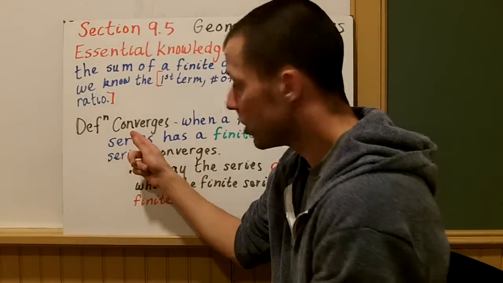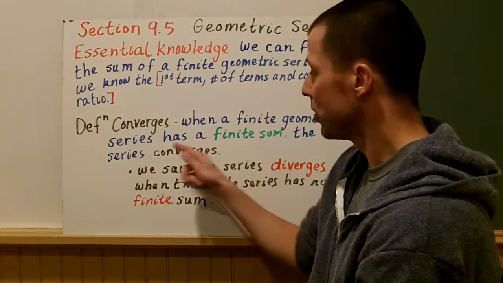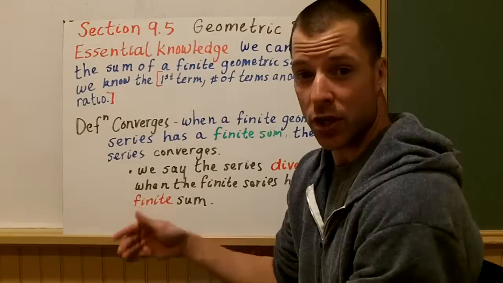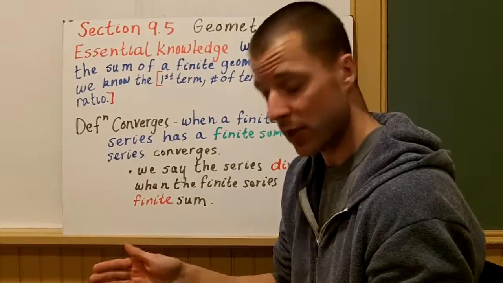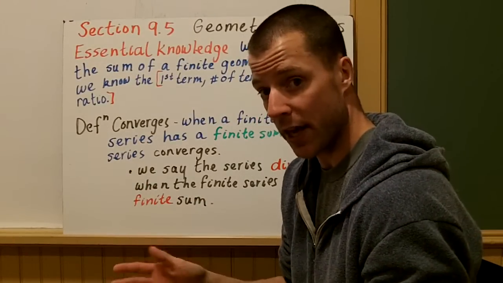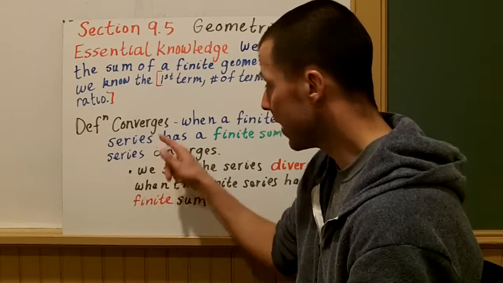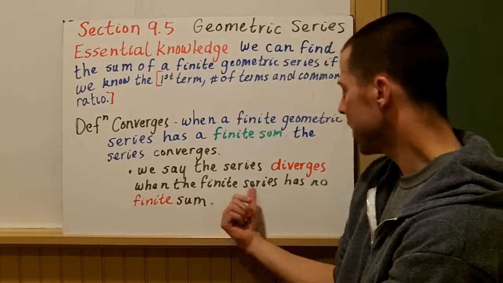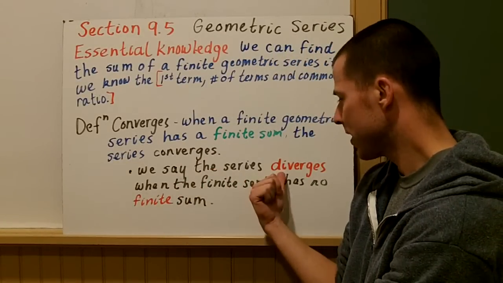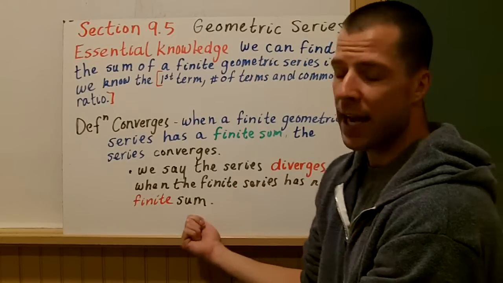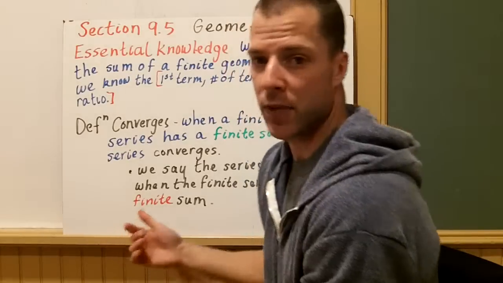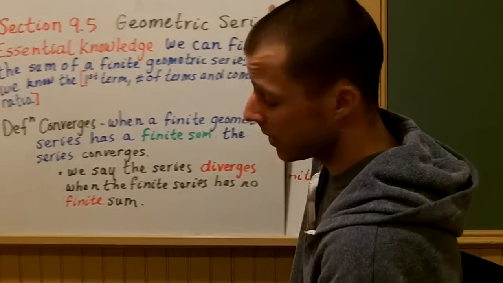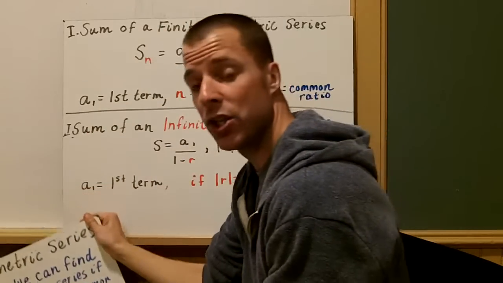Now, definition: converges. When a finite geometric series has a finite sum, the series converges. So if we have a specific number of terms and it's a geometric series and we can find the total sum, we say it converges. If we can't find the total sum, then we say that the series diverges. We say the series diverges when the finite series has no finite sum, meaning we can't get it. Okay, and we're going to look at some examples today. But let's look at how to take the sum of a finite geometric series.